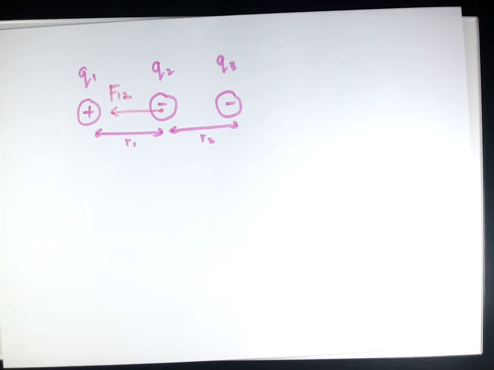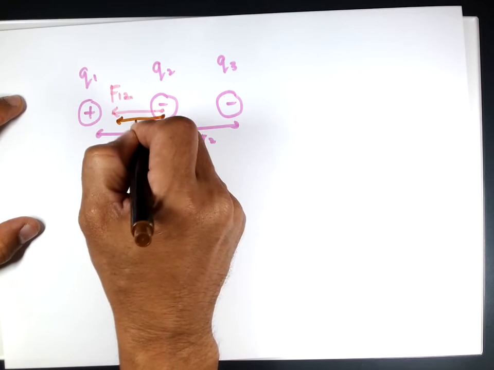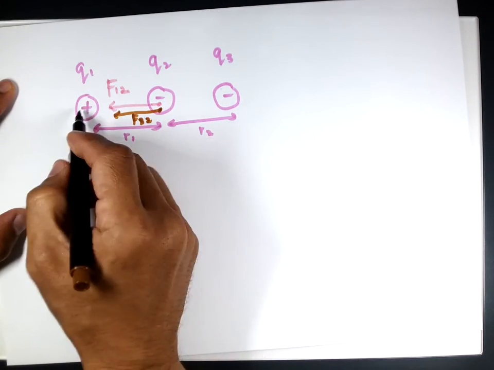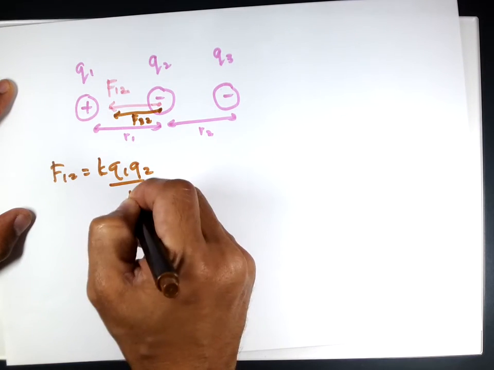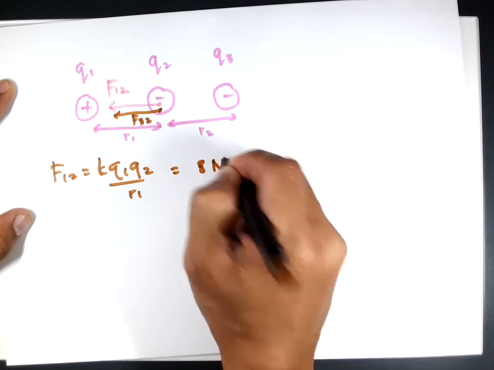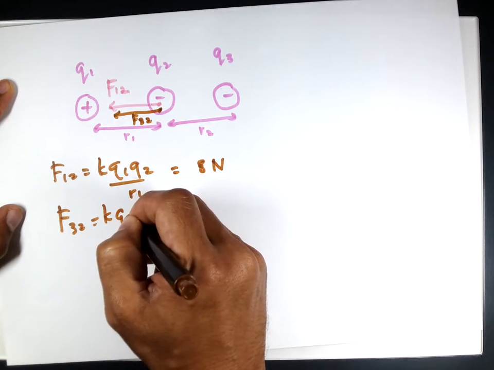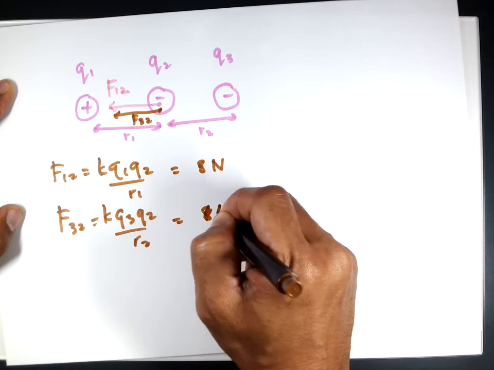Then 3 acts on 2. Where does 2 go? To the right, to the left? To the left. So F32 is also to the left. So we do the calculation. Substitute back, F12 equals k Q1 Q2 over R1 squared. Let's say you get 8 Newton. So F32 equals k Q3 Q2 over R squared. Let's say you get 4 Newton.